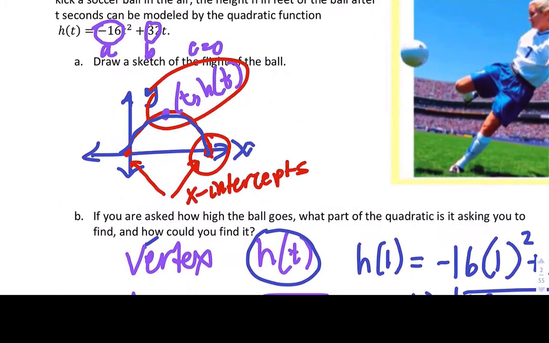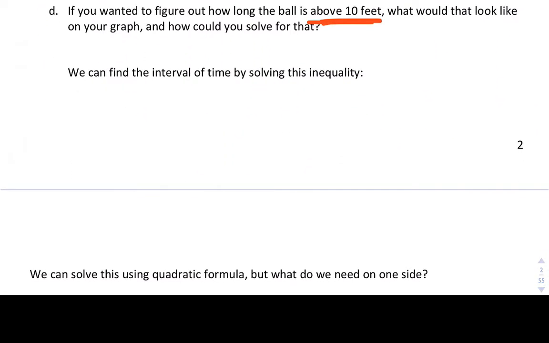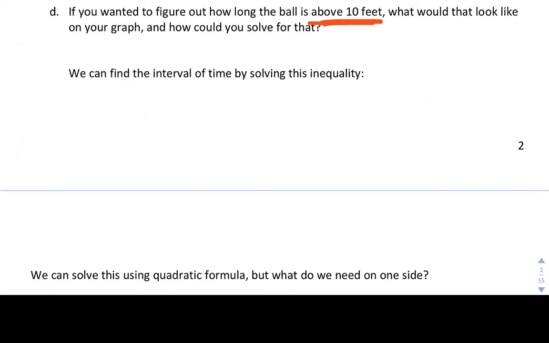Okay, let's go back to our graph. And so let's say that this was like 10 feet right here. We're trying to figure out these 2 points and how long is it above 10 feet right there. Okay, so to do that, we can make this inequality. Negative 16t squared plus 32t. When is this greater than 10 feet? So just greater than 10 feet.